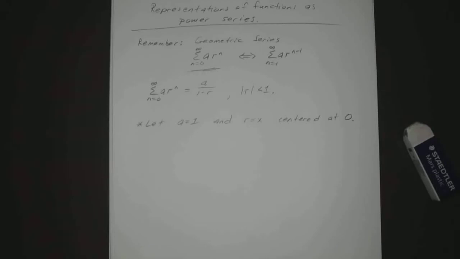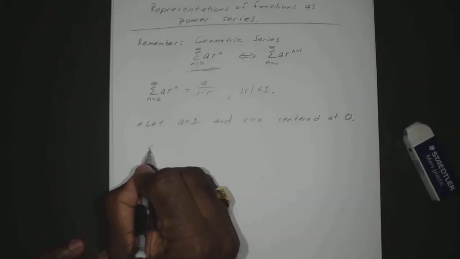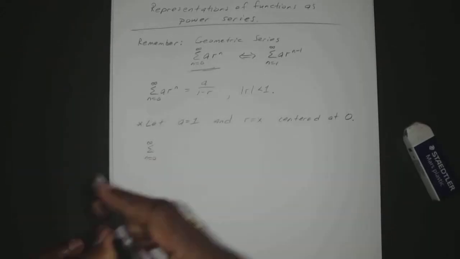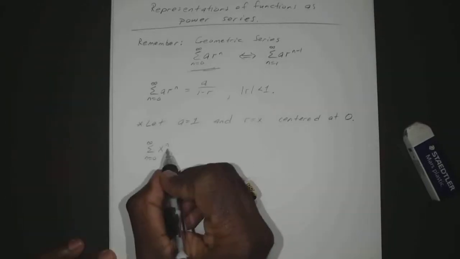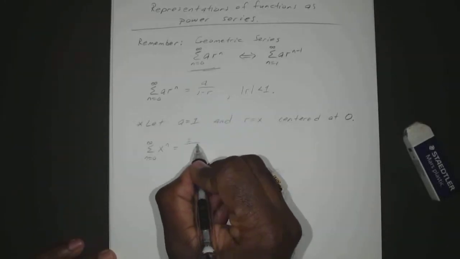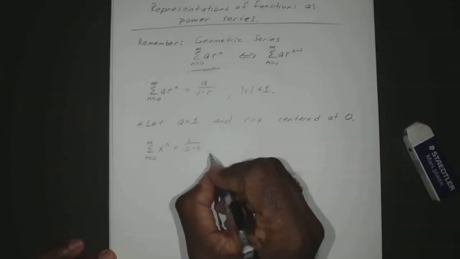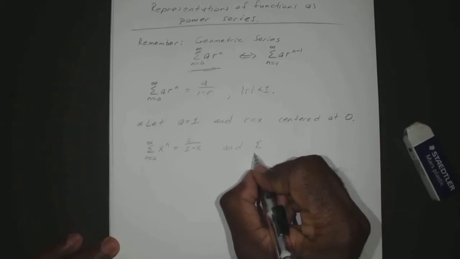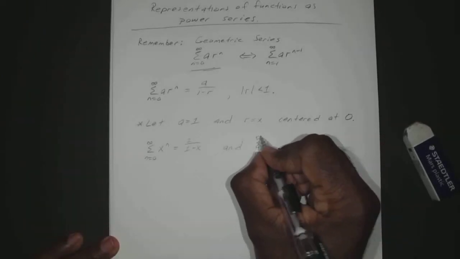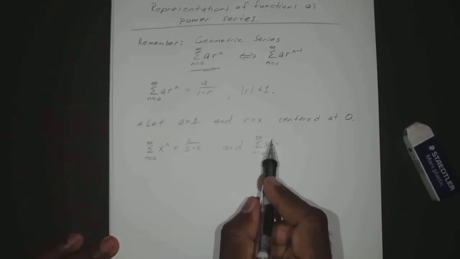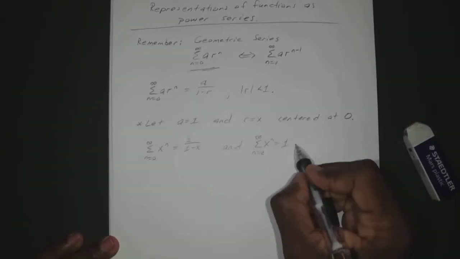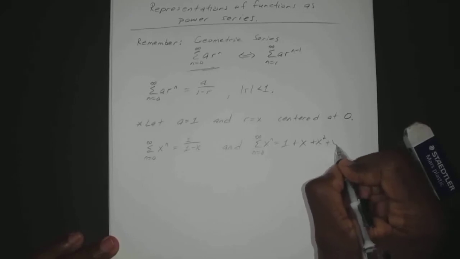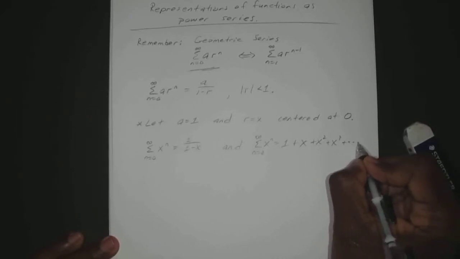Okay. So if a is equal to 1 and r is equal to x, that leaves us with the sum from n equals 0 to infinity of 1 times x to the nth power, or just x to the nth power, is equal to 1 over 1 minus x. And that also means that the sum from n equals 0 to infinity of x to the nth power, if you plug in 0, you have 1. If you plug in 1, you have x. Plug in 2, you have x squared, x to the third, etc., and so on.